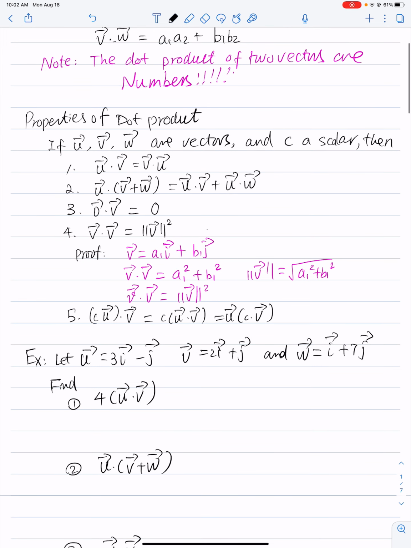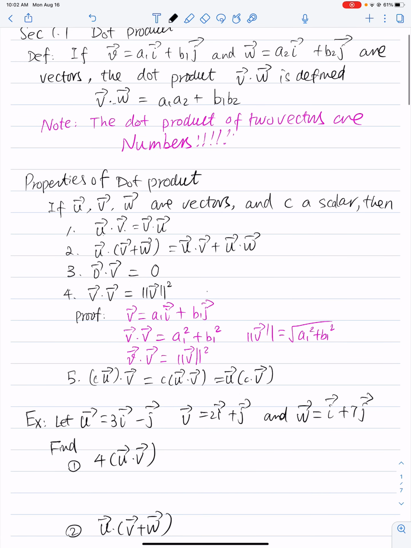Now the properties of the dot product. If u, v, w are vectors and c is a scalar, then u dot v equals v dot u. We can immediately tell, a1 times a2 and a2 times a1, that's the same thing. You can also make distribution, a1 times a2 plus all these things. And the zero vector dot product with v is 0. So 0 times any number is also 0.